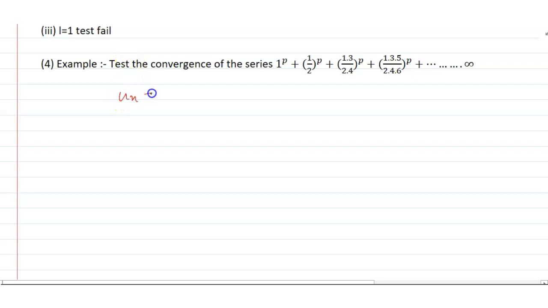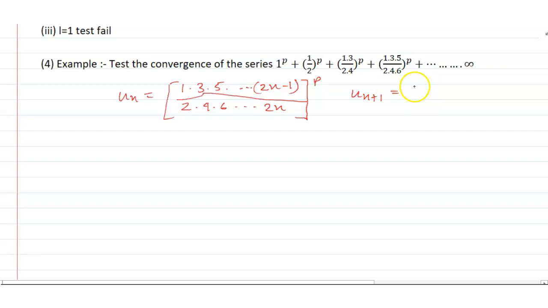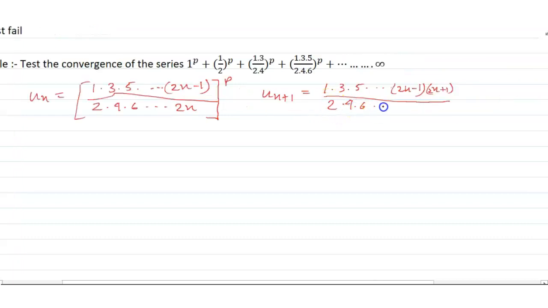So whatever is my un is (1.3.5...(2n−1) divided by 2.4.6...2n) whole to the power p, and un plus 1 can be written (1.3.5...(2n−1)(2n+1) divided by 2.4.6...2n(2n+2)) whole to the power p.